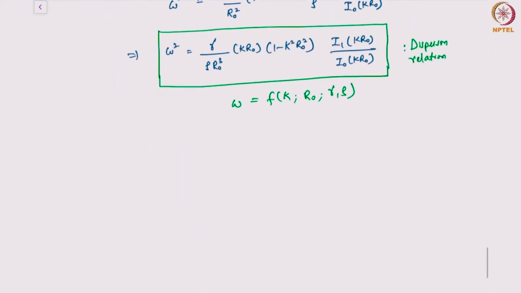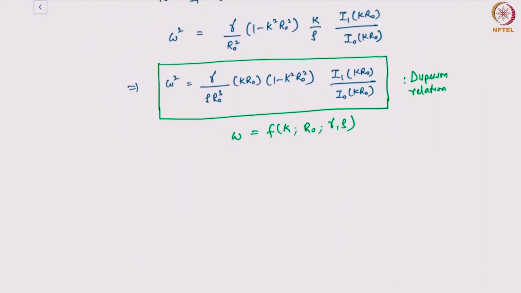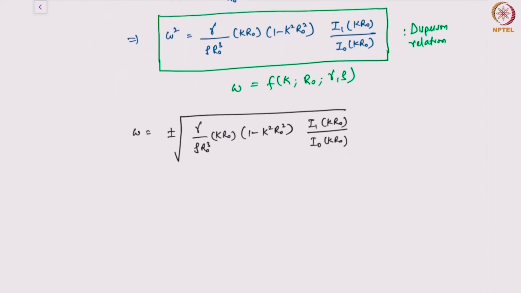So this dispersion relation, if I take a few more minutes, I can solve for it, right? So omega, as it turns out, simply becomes plus or minus square root of gamma by rho r naught cube times k r naught times 1 minus k square r naught square times I1 of k r naught by I0 of k r naught, right? I have two solutions here, plus or minus of this.